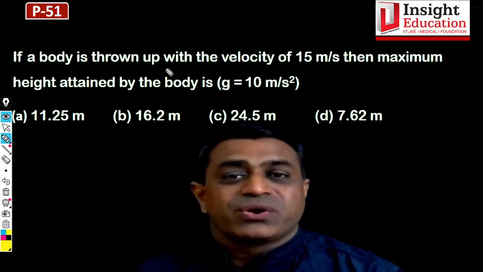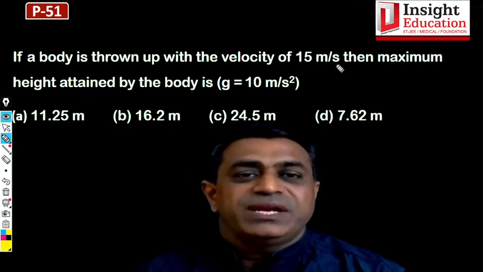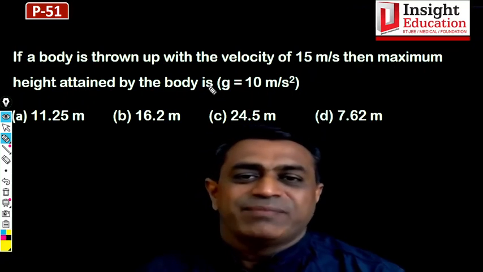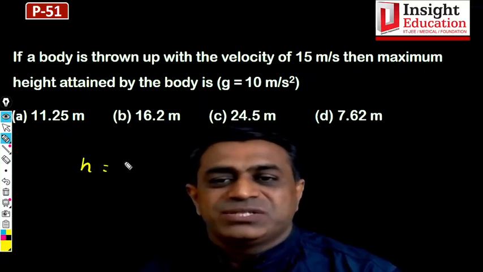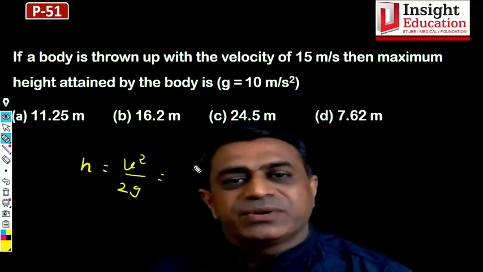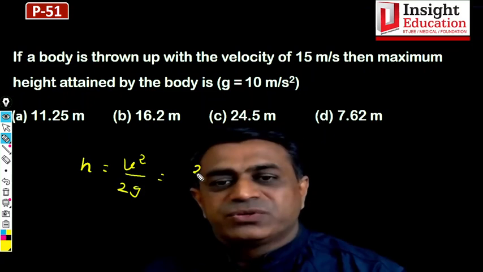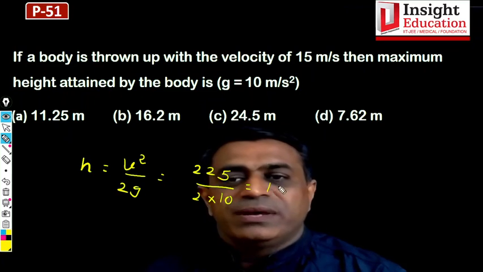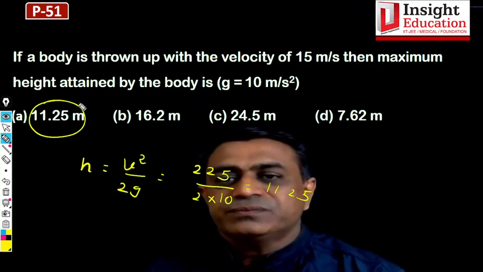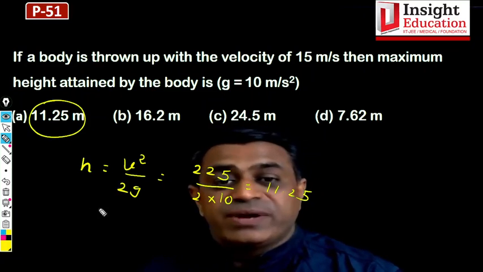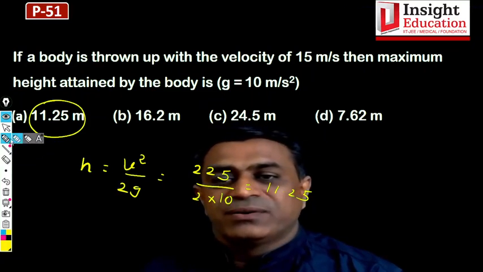If a body is thrown up with velocity 15 meter per second, so thrown up means third case, u is 15, then maximum height attained by the body. So now directly recall the equation h is equal to u square by 2g. No need to use the formula, directly you can use this one. So u square, 225 divided by 2 into g, that is 10, so 11.25. Otherwise what we have to write? First v square is equal to u square minus 2gh, v is equal to 0, then you will get h. So directly now you can use the formula.